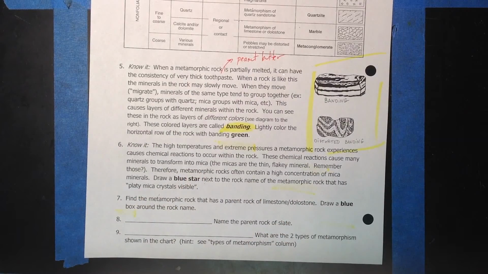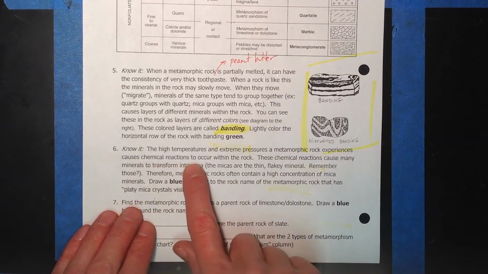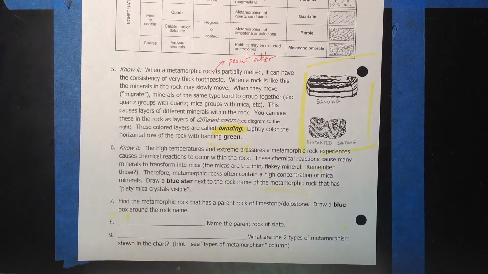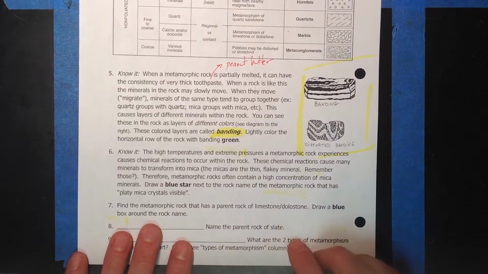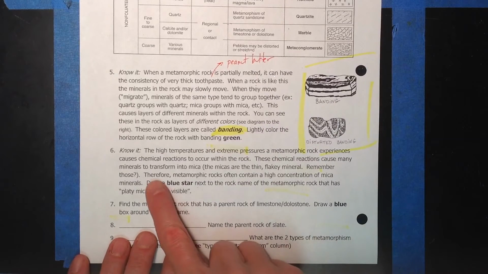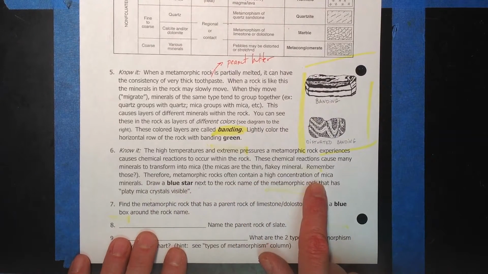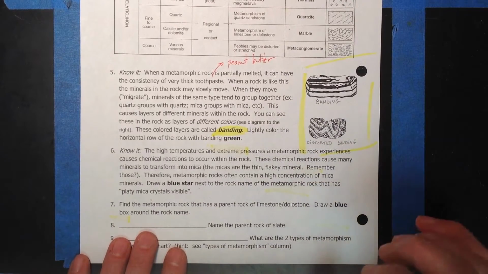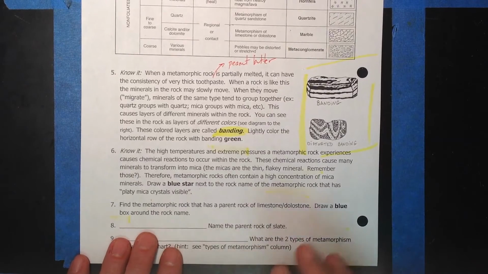So now we're on number 6. It says, the high temperatures and extreme pressure a metamorphic rock experiences causes chemical reactions to occur within the rock. These chemical reactions cause many minerals to transform into mica. And it says micas are the thin, flaky mineral. Remember those? Therefore, metamorphic rocks often contain a high concentration of mica minerals. It has to be high concentration, like a lot of it is mica, 60% mica, 70% mica, not just a little bit. Most rocks have a little bit.